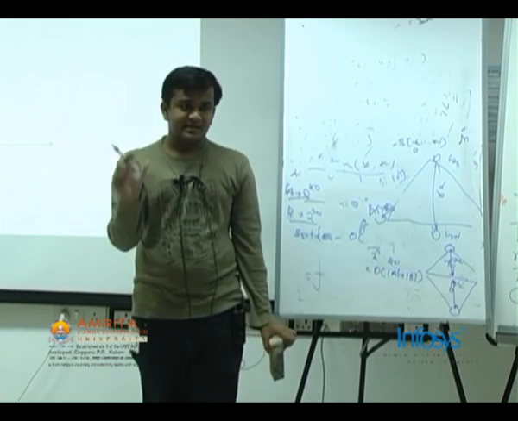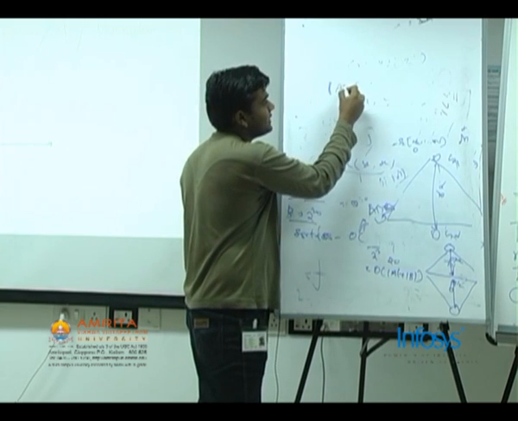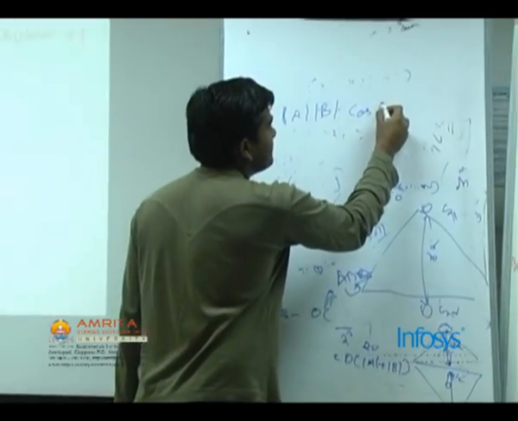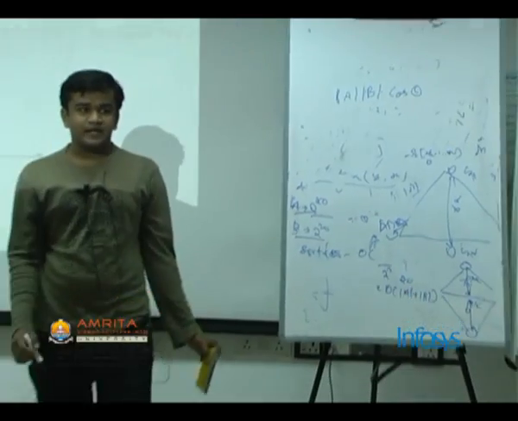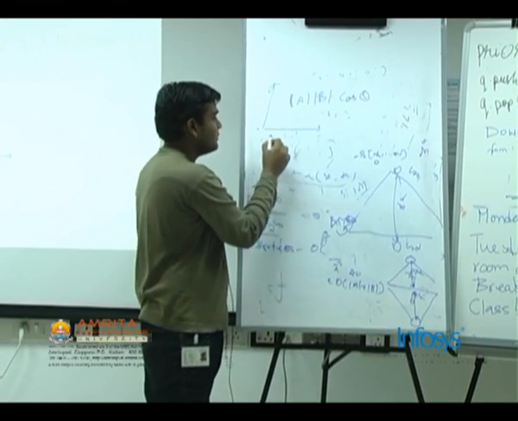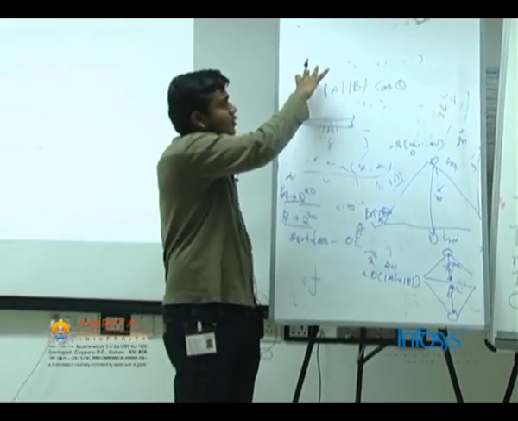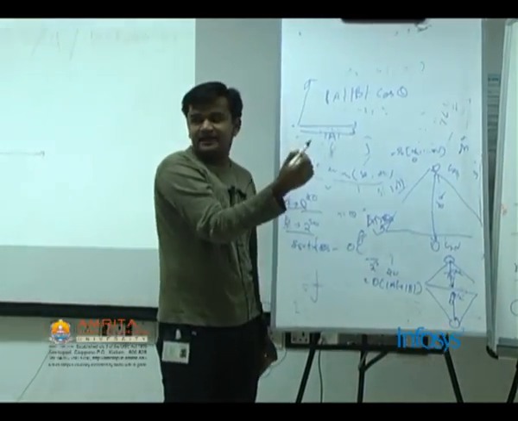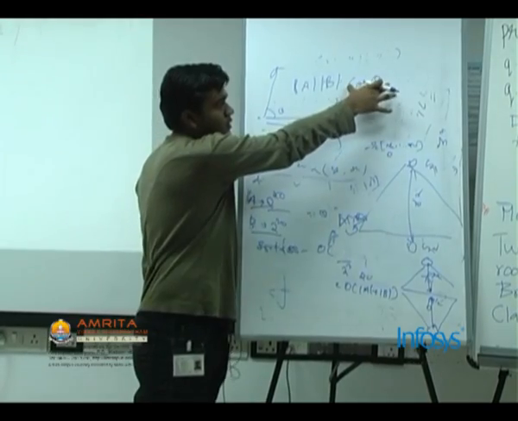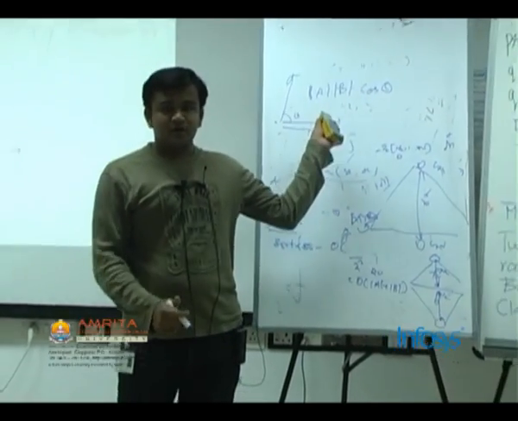So the dot product of two vectors is just a number, which is the magnitude of vector A into the magnitude of vector B into cosine of theta, that is the angle between these two vectors. Suppose you have a vector A that goes like this, vector B that goes like this. Magnitude of A is the length of A, magnitude of B is the length of B, and the angle between these vectors is this angle. So we take cos of this angle and multiply, and that's how we get the dot product of two vectors.